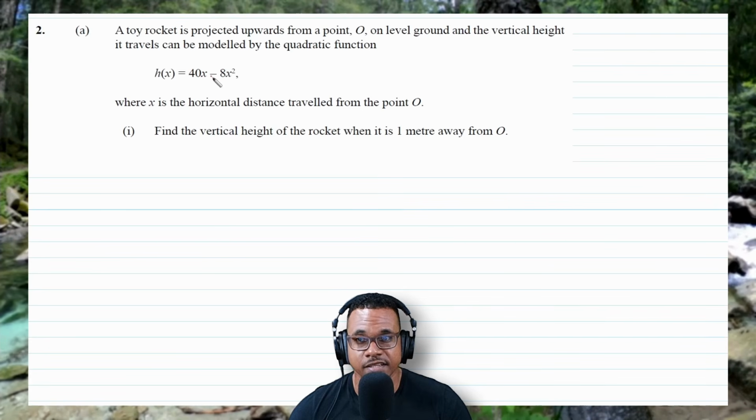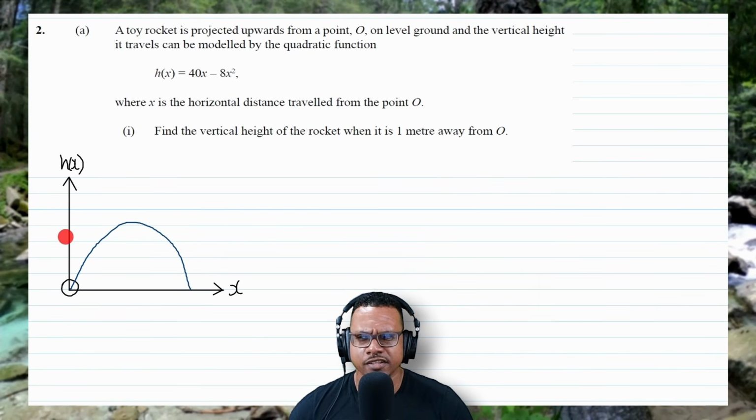Now notice that the negative 8 is in front of the x squared, which suggests that this is a maximum curve. We're saying that x is the horizontal distance traveled from the point O. If x is the horizontal distance traveled from O, then that suggests that O is the origin, the start point. And x, being the horizontal distance, will be the x-axis, and h(x) would have to be a vertical distance, which would be the y-axis.